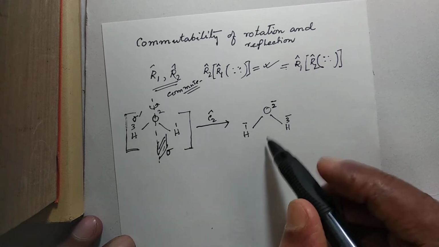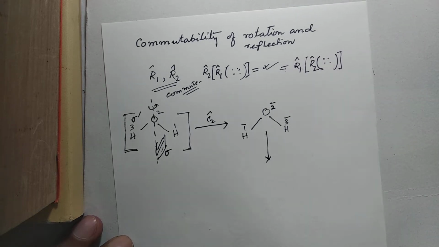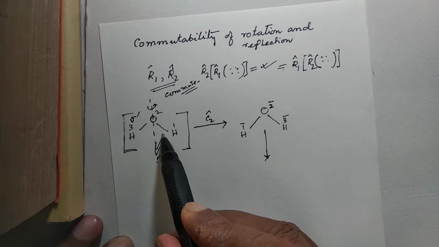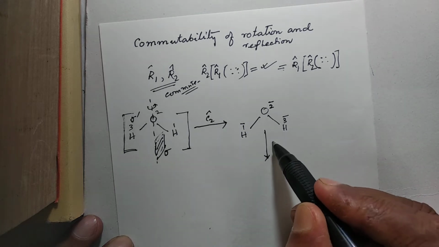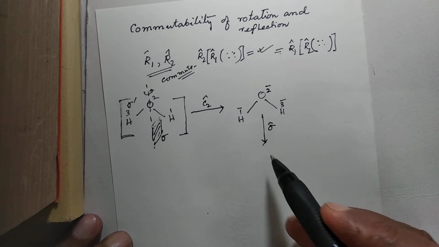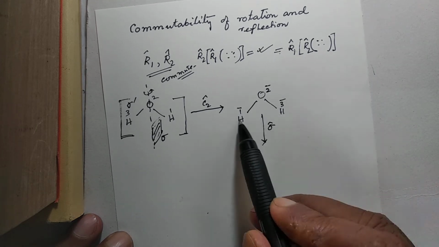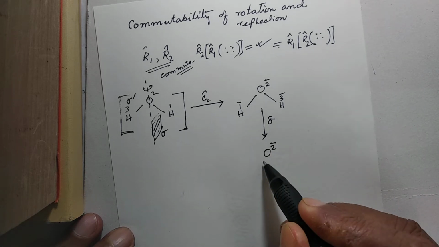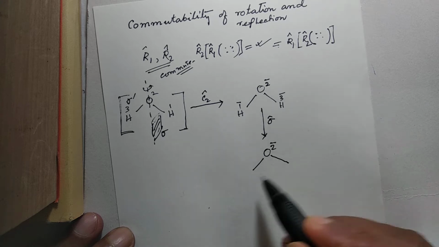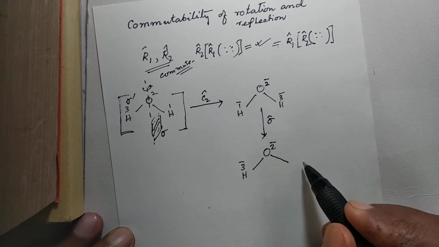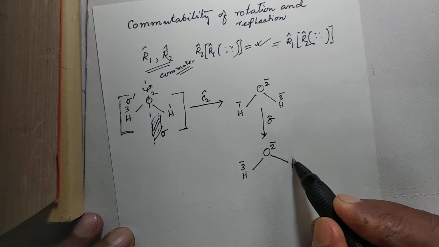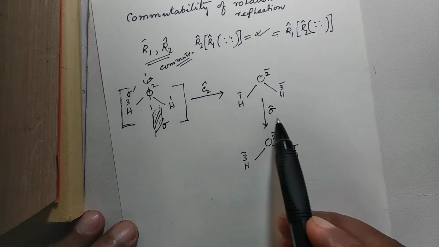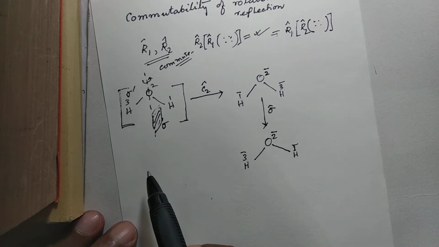Now on this configuration we apply the reflection operator using this plane of symmetry. What do we get? These two will change their positions. Oxygen will remain in its own place. H3 bar comes here, and H1 bar goes there. This is the resulting configuration of these two operations carried out successively.